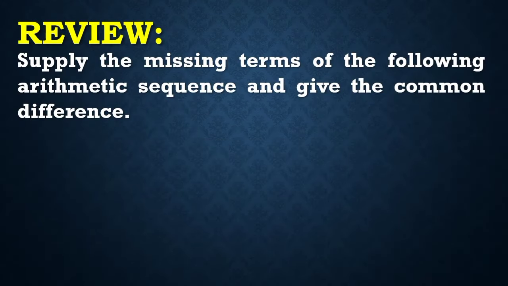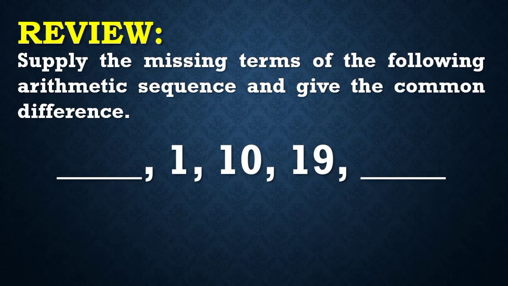Before we start our discussion, so the instruction will be, supply the missing terms of the following arithmetic sequence and give the common difference. You are now familiar with arithmetic sequence and common difference. So this would be easy for you to answer. So let's start. So meron tayo ditong 5 terms ng arithmetic sequence wherein missing yung first term and yung last term. Given lang yung mga middle terms. So, kumbaga para siyang arithmetic means. Given yung mga arithmetic means, hahanapin natin yung first term and then yung last term.